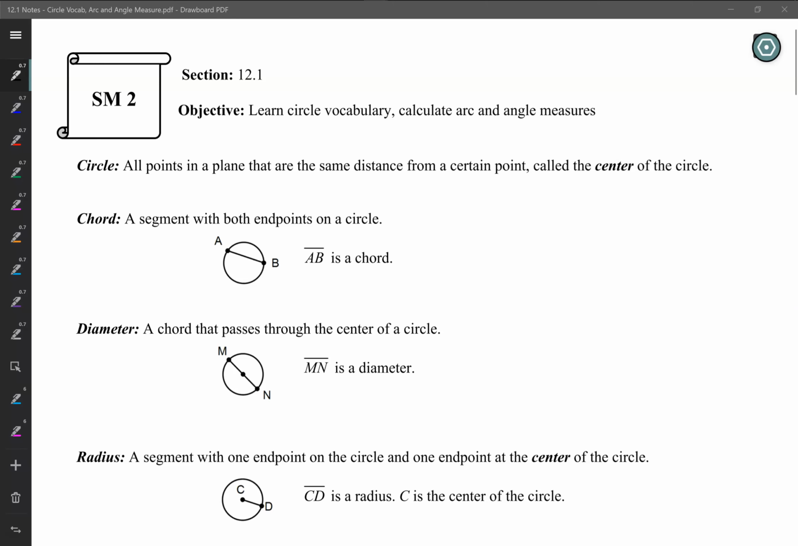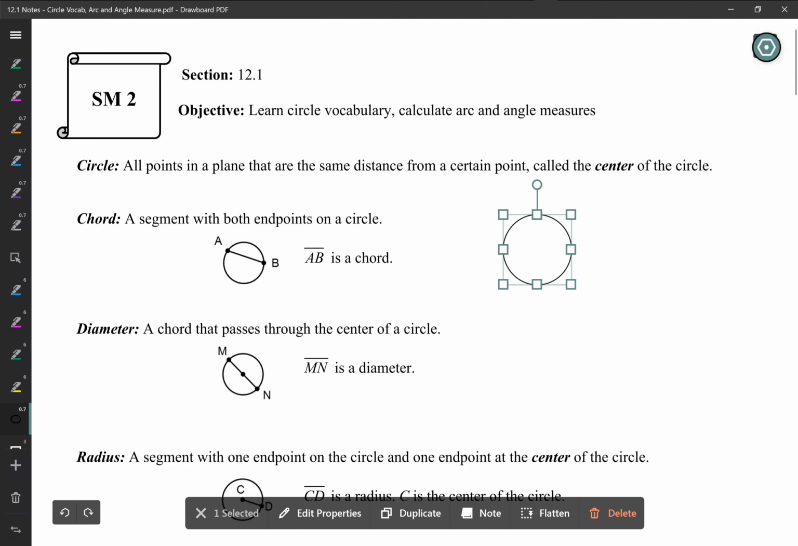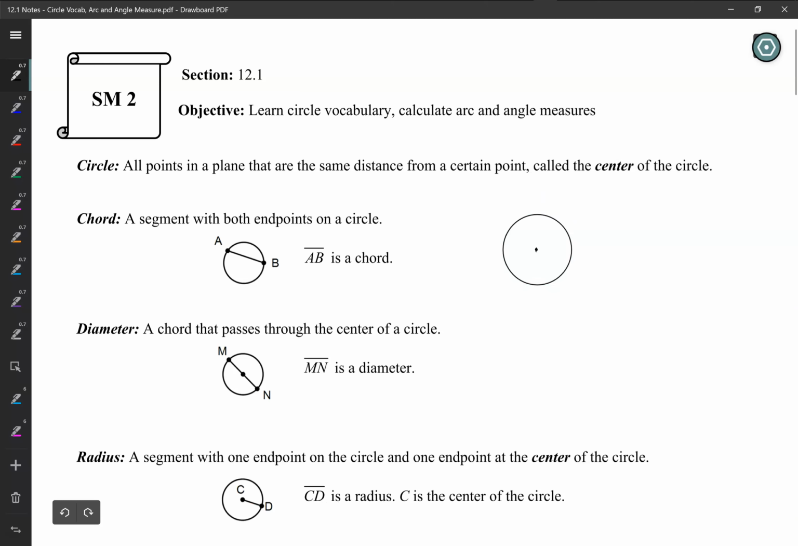All right. Circle. So a circle is just a whole bunch of points that are the same distance away from a point called the center. So here is the center of my circle right there. We'll cleverly call it C for center. And every single point on this circle is the same distance away from point C.